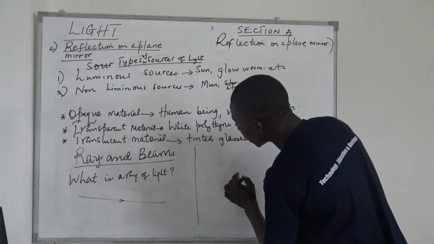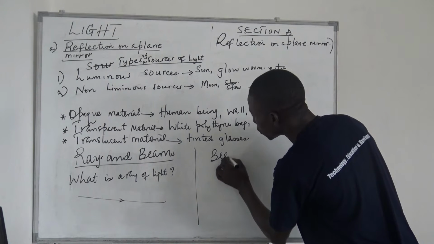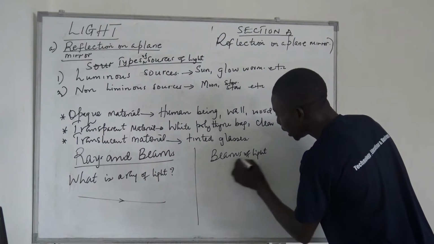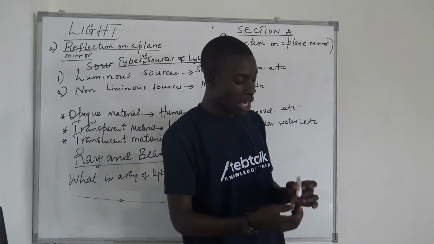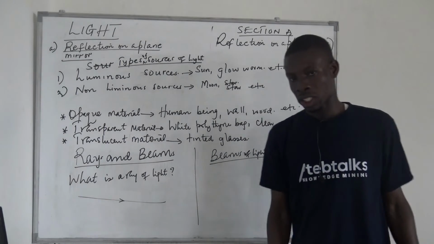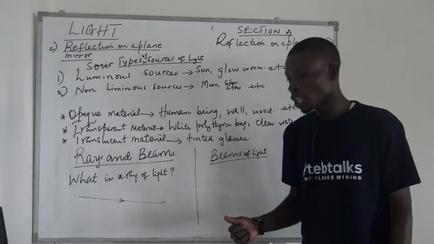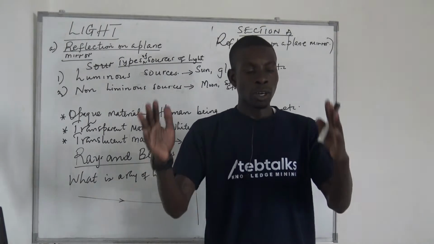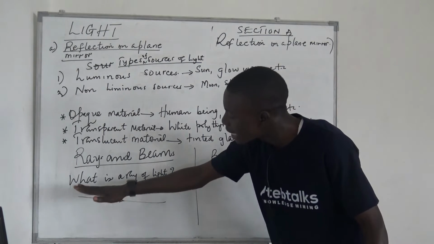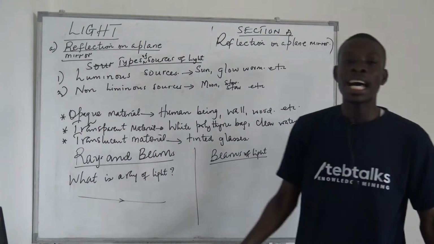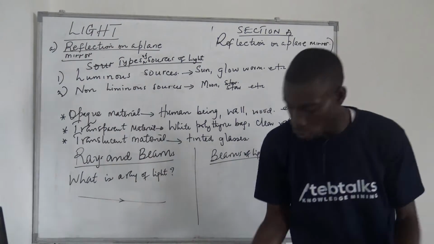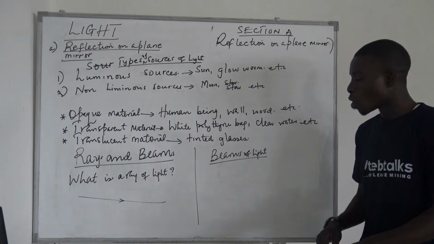And then supposing someone talks about beams of light. What are beams of light? If someone tells you to define beams of light, what can you say? Beams of light is a collection of rays of light. If I get a ray plus another ray plus another ray, and then I draw them moving in a specific direction, the collection of those rays is what we are calling a beam of light.